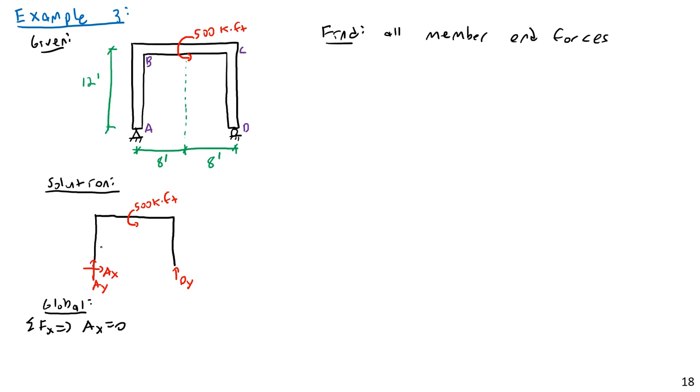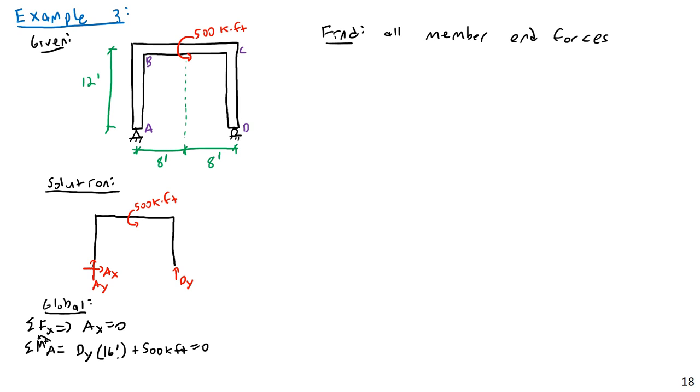Now, I might be tempted to do a summation of forces in the y direction and include both AY and DY, but I don't want to do that just yet, as you'll see. Let's do a summation of moments about joint A. The reason for that is that both AX and AY will not generate a moment there, but DY will. So DY times a moment arm length of 16 feet is positive because of counterclockwise rotation about joint A, and then plus the 500 kip feet.